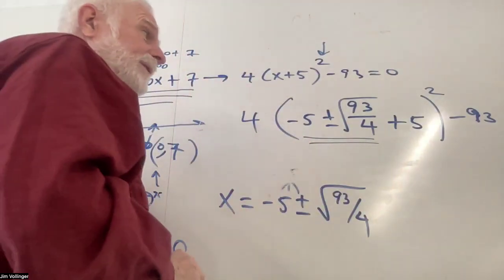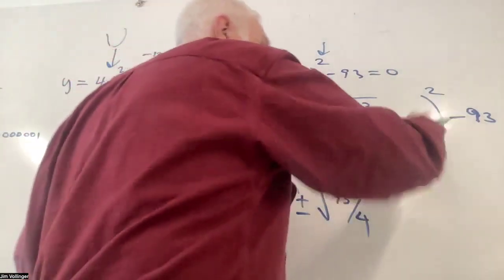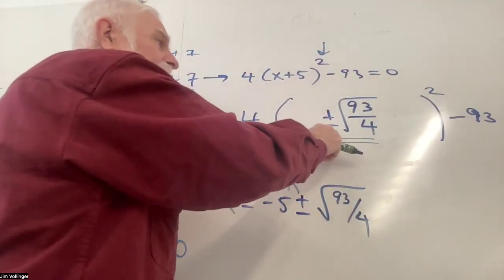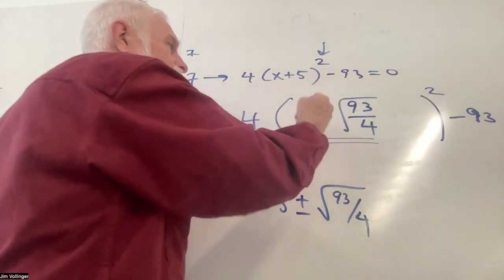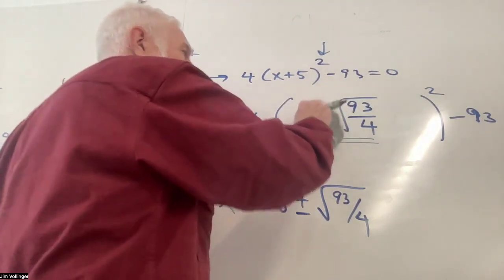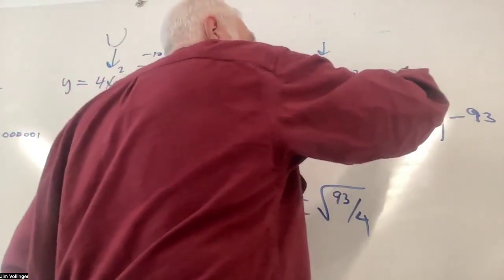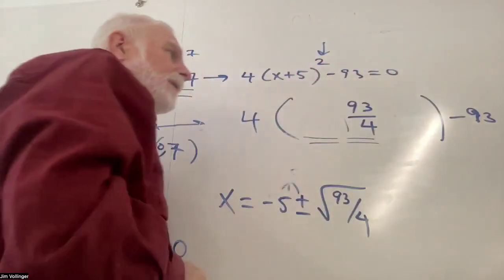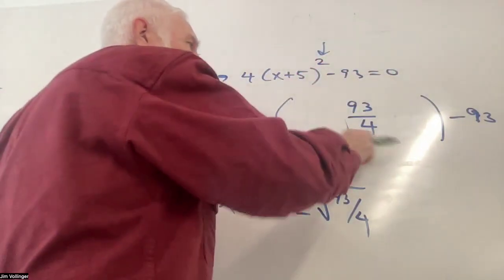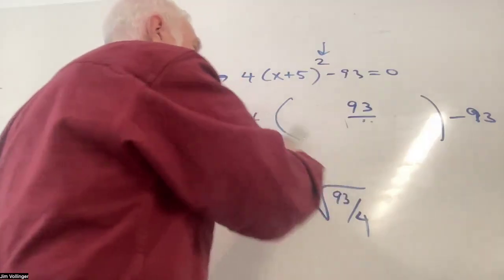What's the first thing I see? That. When you square a positive or a negative, you get a positive, and you don't have to write a positive. What happens when you square a square root? I think those are inverse operations. What happens when you multiply by 4 and divide by 4? I think that disappears.